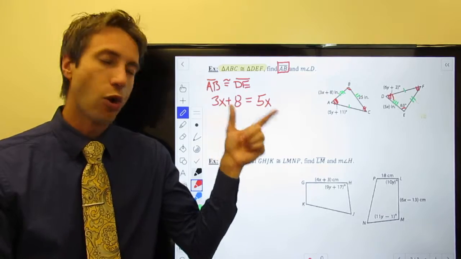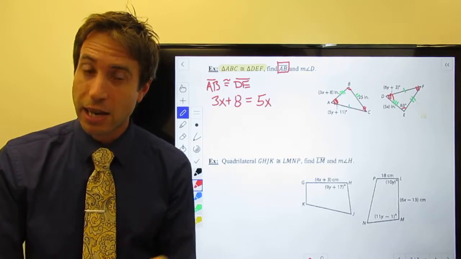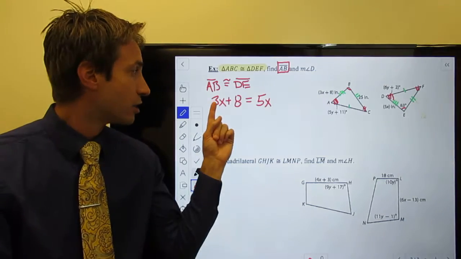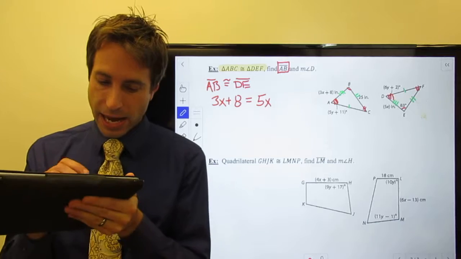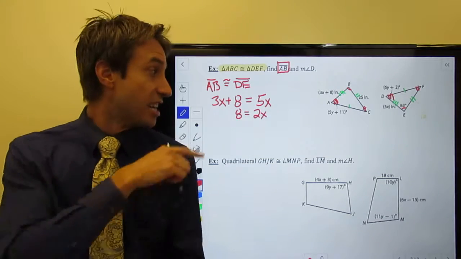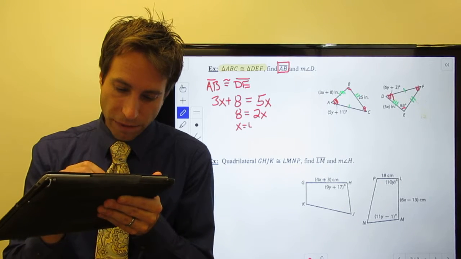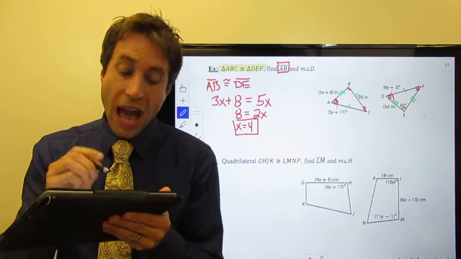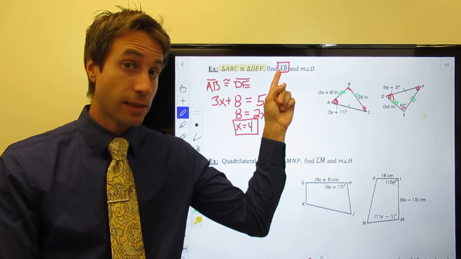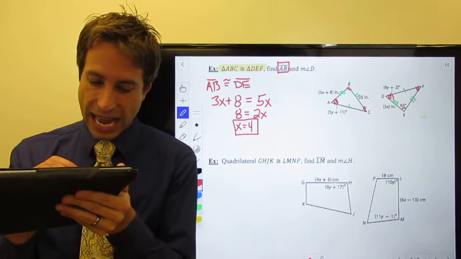You guys did this over and over again in Algebra 1. I didn't say I'd make the algebra tricky, I just said I'd put the algebra in here. So we need to solve this. Subtract 3x to the other side, which means 8 is equal to 2x. Divide by 2, x is equal to 4. Is that what I asked you for? Did I ask you to find x? I did not. I asked you to find the length of side AB.